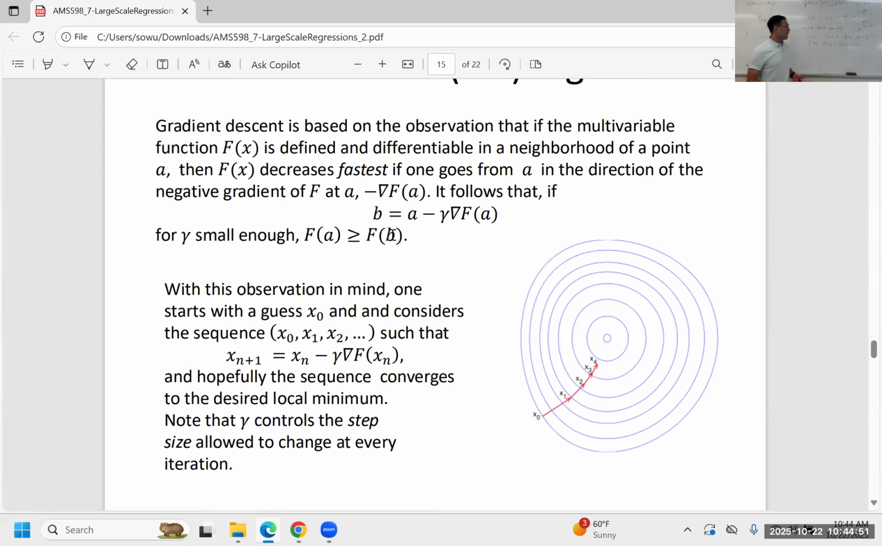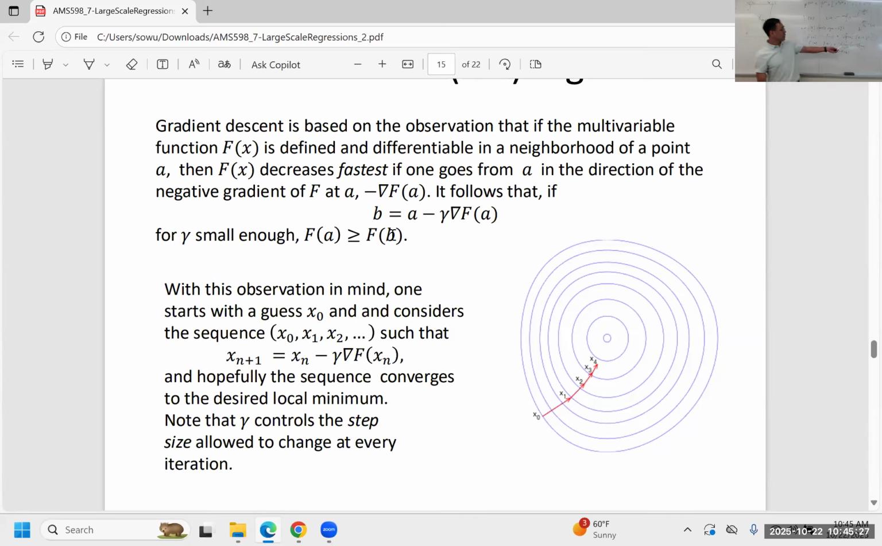So what is B minus A? B minus A is the negative gradient. So B minus A in here is just negative gradient of f(A). And we know this is a dot product of two vectors. This has to be bigger than or equal to 0. So therefore f(A) has to be bigger than f(B). So if you go down the negative gradient, your function is decreasing.